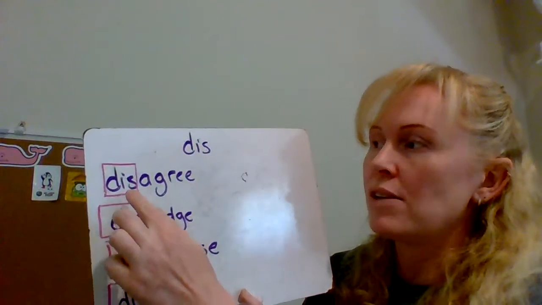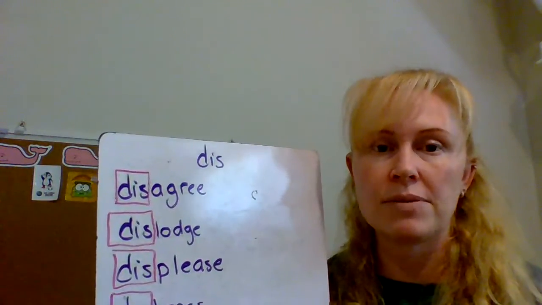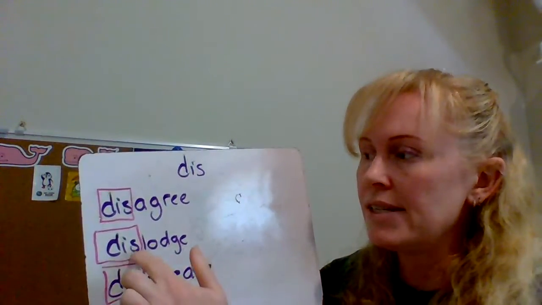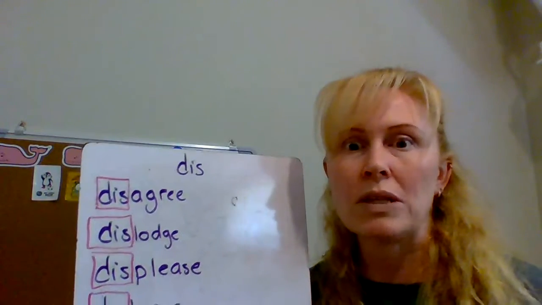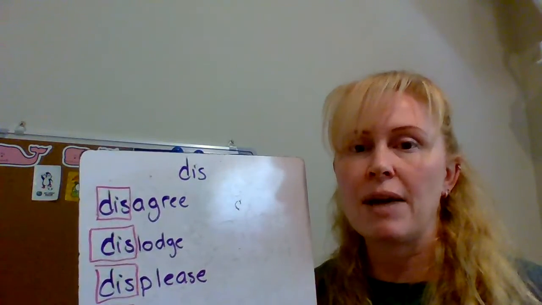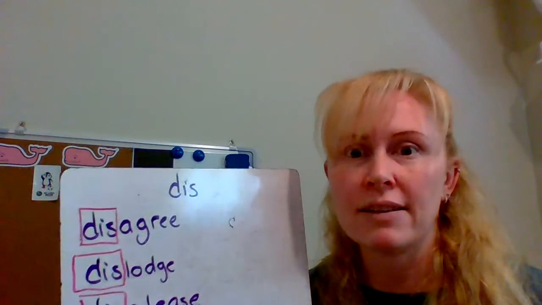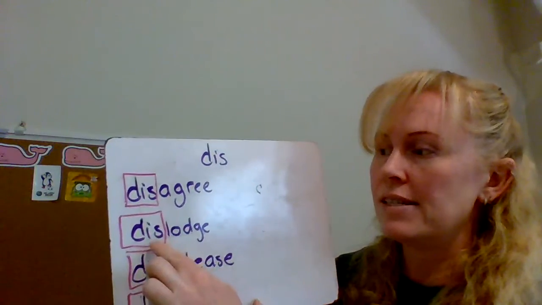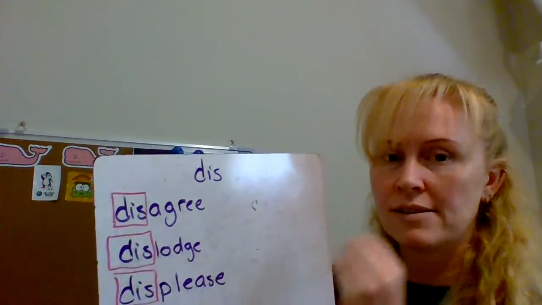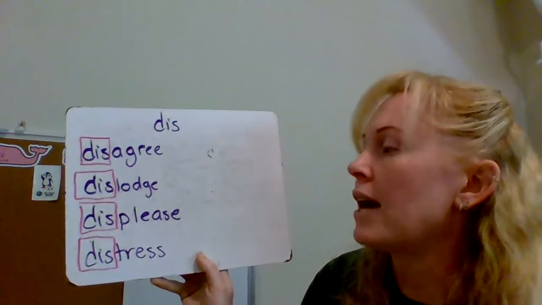Okay, so as we go through it, disagree. Call out. Does that mean not or the opposite of? So it means not agree. Dislodge. If you think about what it means when something is lodged, it means it's stuck. If I got my foot lodged in a rotted log, it would mean it's stuck. So if it got dislodged, it would become unstuck or not stuck. Okay? Displease means you are not pleased.